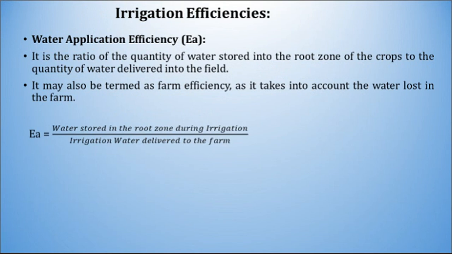Then water application efficiency. It is the ratio of the quantity of water stored in the root zone of the crops to the quantity of water delivered into the field. It may also be termed as farm efficiency as it takes into account the water lost in the farm. Therefore, water application efficiency is equal to water stored in the root zone during the irrigation divided by irrigation water delivered to the farm. I hope you have understood these technical terms.